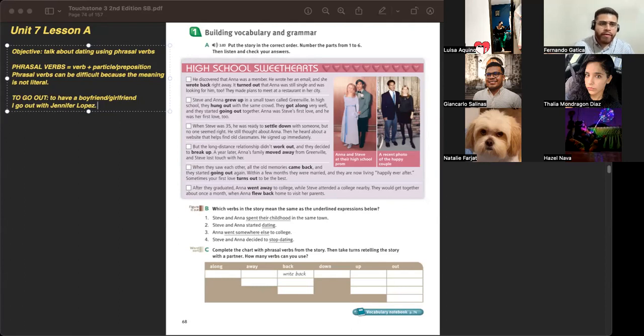I go out with. No tiene nada que ver con salir. No tiene nada que ver con ir. No tiene nada que ver con afuera. Porque go es ir. Out es afuera. Pero go out no tiene nada que ver con ir afuera. Nope. Go out in this context means to have a boyfriend and a girlfriend. So phrasal verbs can be difficult because the meaning is not literal.